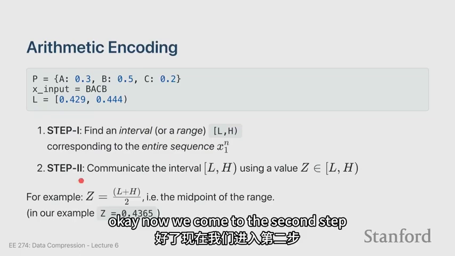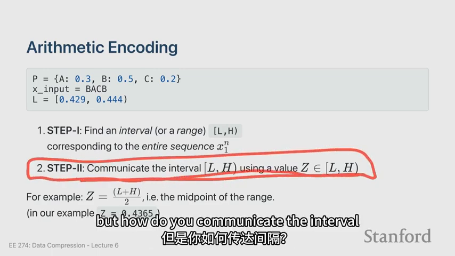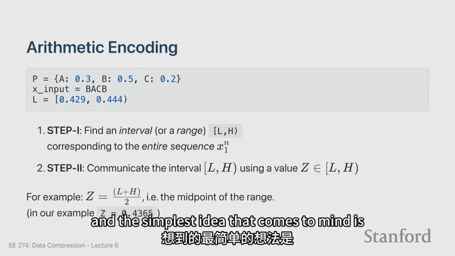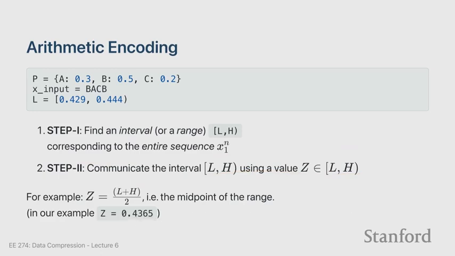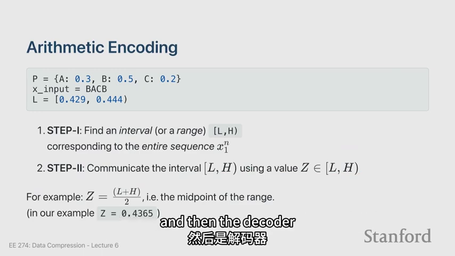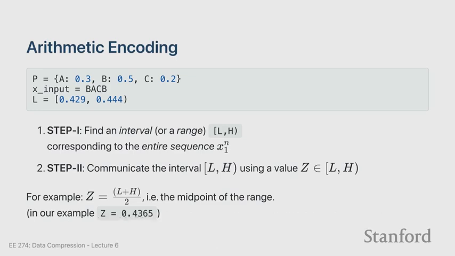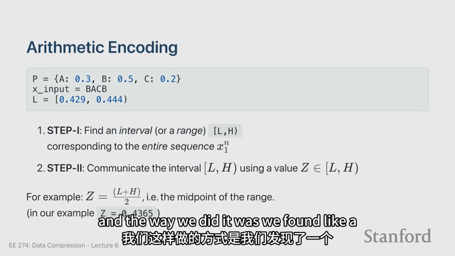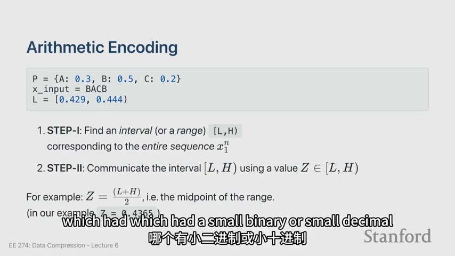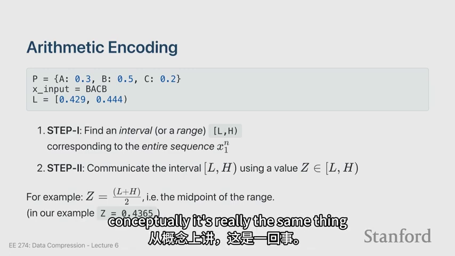Now we come to the second step, which is how do you communicate the interval? Now you made the interval, but how do you communicate it? The simplest idea that comes to mind is, let's just communicate a point in that interval. We saw the decoding process already, so as long as I communicate a point in that interval, the decoder can do its job. The way we did it was we found a number which had a small binary or small decimal representation. But here we will do it slightly more formally, though conceptually it's really the same thing.